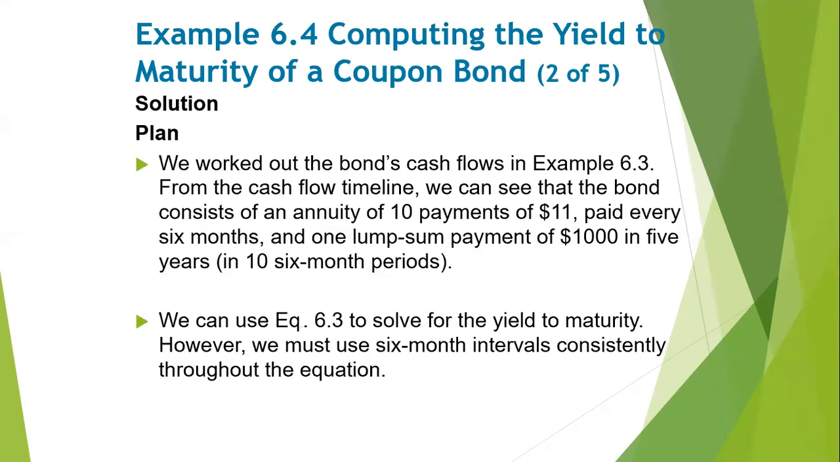Well, we worked out the bond's cash flows in example 6.3. From the cash flow timeline, we can see that the bond consists of an annuity of 10 payments of $11 paid every 6 months and one lump sum payment of $1,000 in 5 years, that's in 10 6-month periods. We can use equation 6.3 to solve for the yield to maturity. However, we must use 6-month intervals consistently throughout the equation.